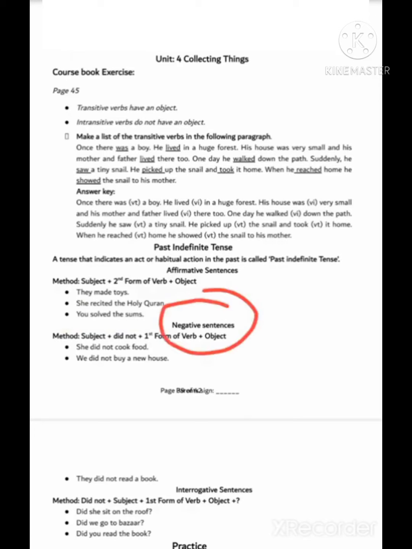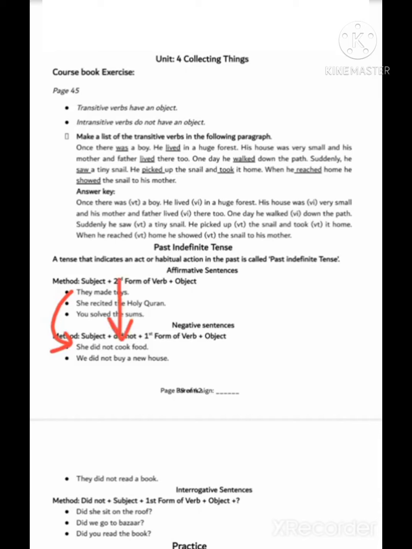Move to the negative sentences. The method of negative sentences is: we use the subject first, then "did not", and then the first form of the verb. We always use the first form with "did not". When we use "did", we use the first form, and then the object. The example of a negative sentence is: she did not cook food.